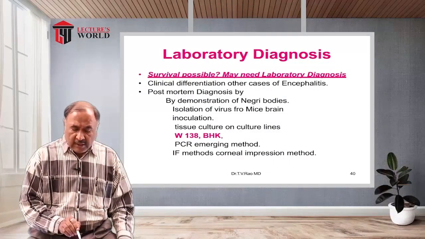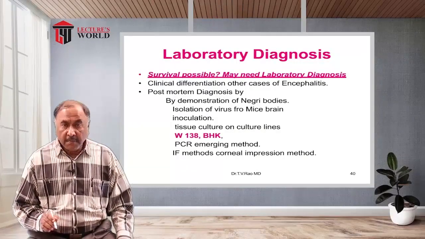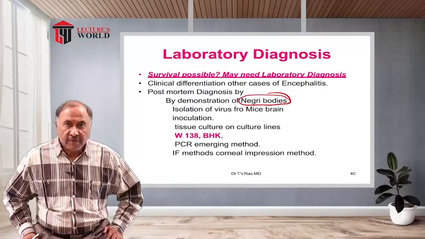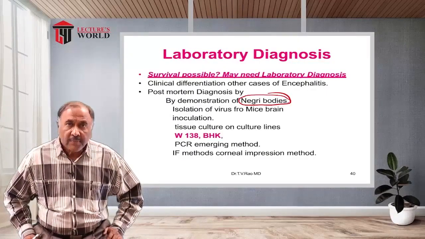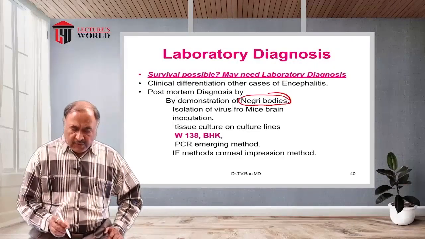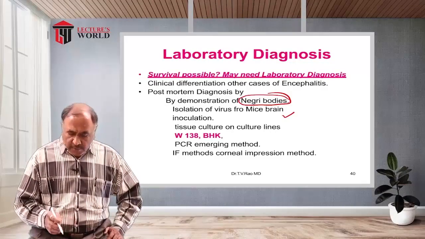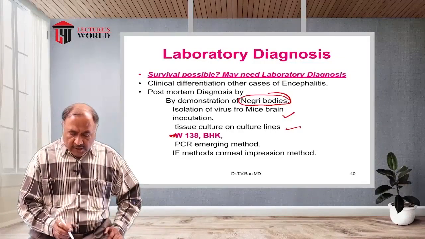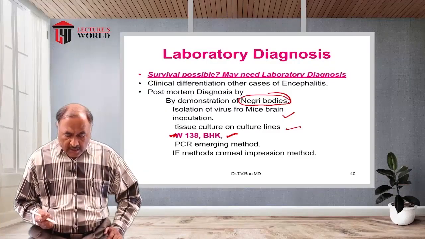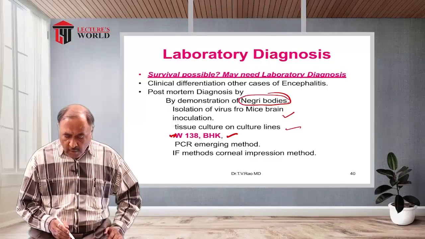First is clinical differentiation from other cases of encephalitis. Second is post-mortem diagnosis by demonstration of Negri bodies. This is a very important one. Negri bodies can be identified and stained differentially using staining procedures, and the presence of Negri bodies confirms the diagnosis of rabies. Next follows isolation of the virus by inoculating into mice brain. It can be tissue cultured on cell lines, for example WI-38 and BHK cell lines. One of the emerging methods is the PCR based method, and IF methods for corneal impression.